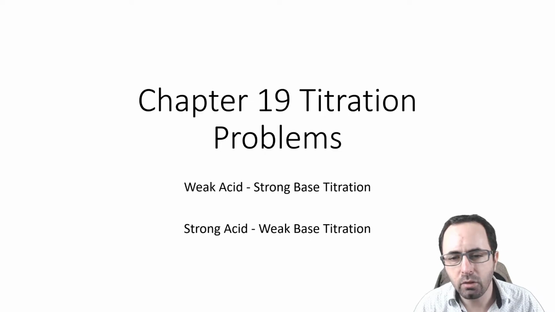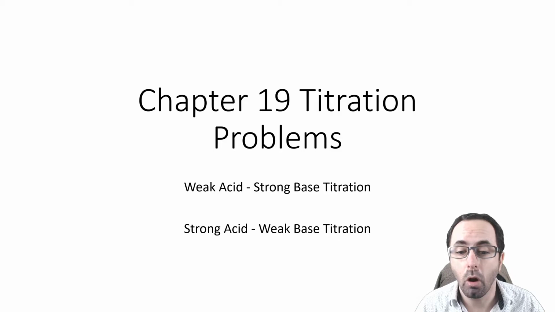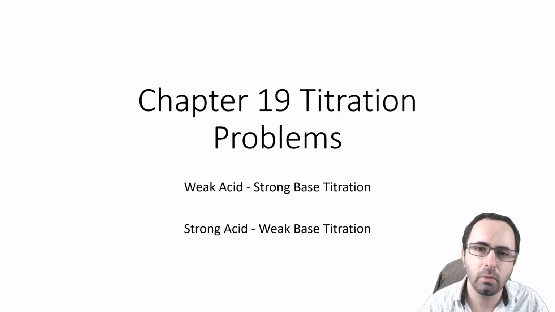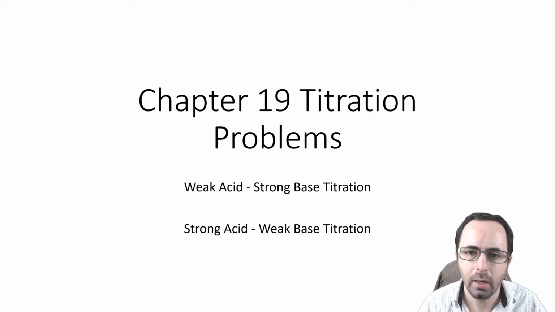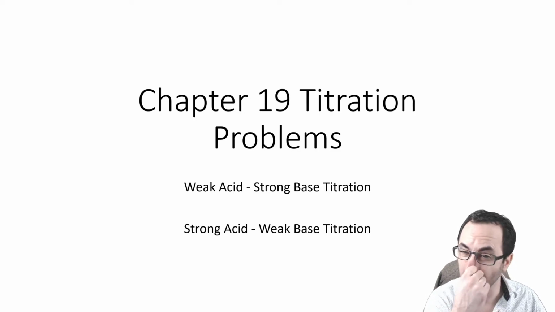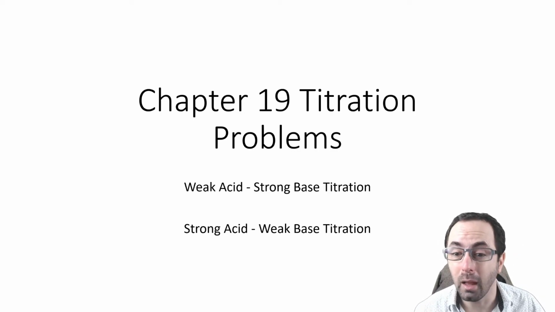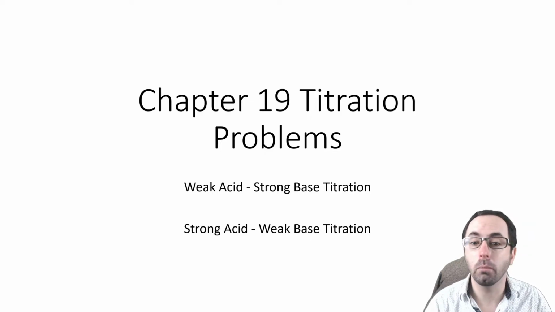So in the last lecture, we talked about the concepts behind setting up weak acid strong base or strong acid weak base titration. The concepts are the most important part, because once you have written the correct equation that applies to the situation in the titration problem, then the rest is relatively straightforward. It's the same as what we did in chapter 17, what we did in chapter 18. It's not that much different from that. The hard part is setting up the problem correctly.